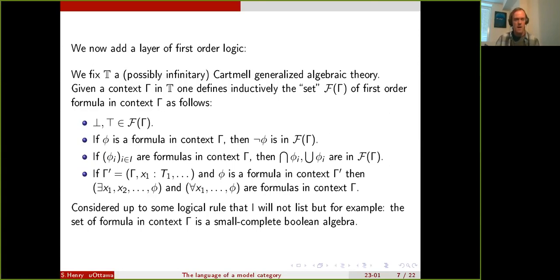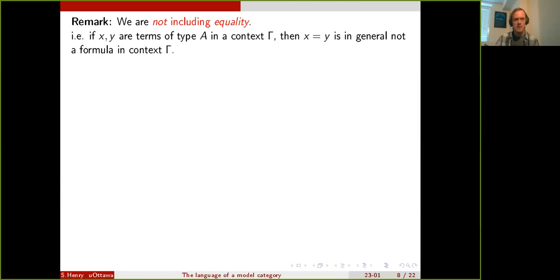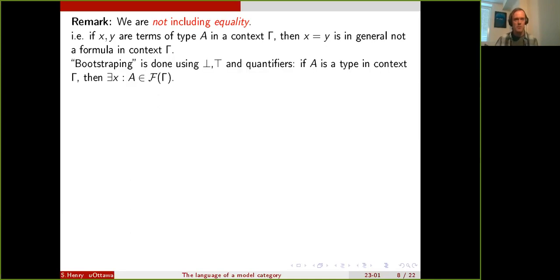Okay, so one very important point about this logic is that I'm not including equality as part of the logic. By that I mean that if I have two terms of a certain type, then I'm not saying that x equal y is a formula in any context. So you might be surprised, because generally equality formulas are your atomic formulas, and any other formula is somehow built up out of equality and quantifiers. So here the bootstrapping is done using false and true and quantifier.